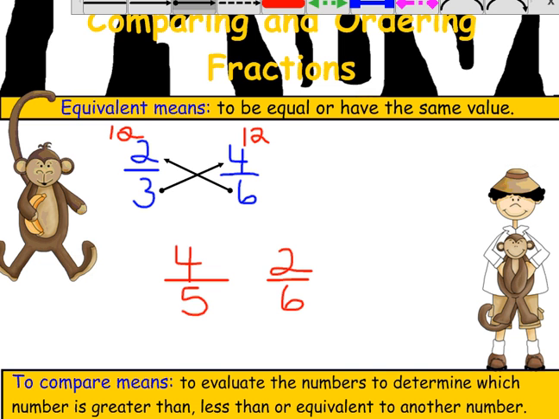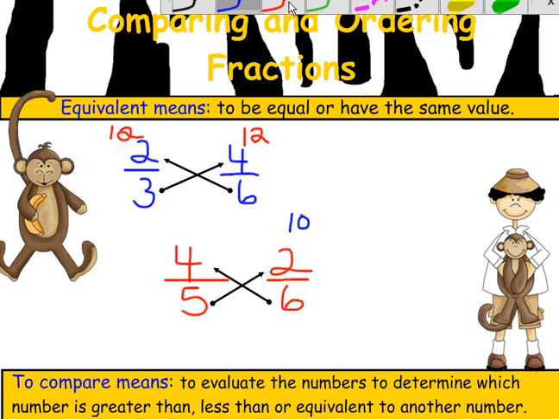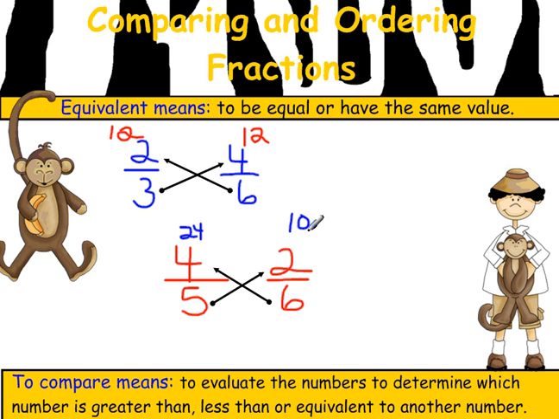So we're going to cross multiply just like we did before. We're going to start here. Well, 5 times 2 is 10. So the value of 2/6 in essence is 10. Now we're going to cross multiply 6 and 4. And the value of 6 times 4 is 24. So because the value of 24 is greater than 10, 24 is more than 10, has the most value, this would make 4/5 greater than 2/6.